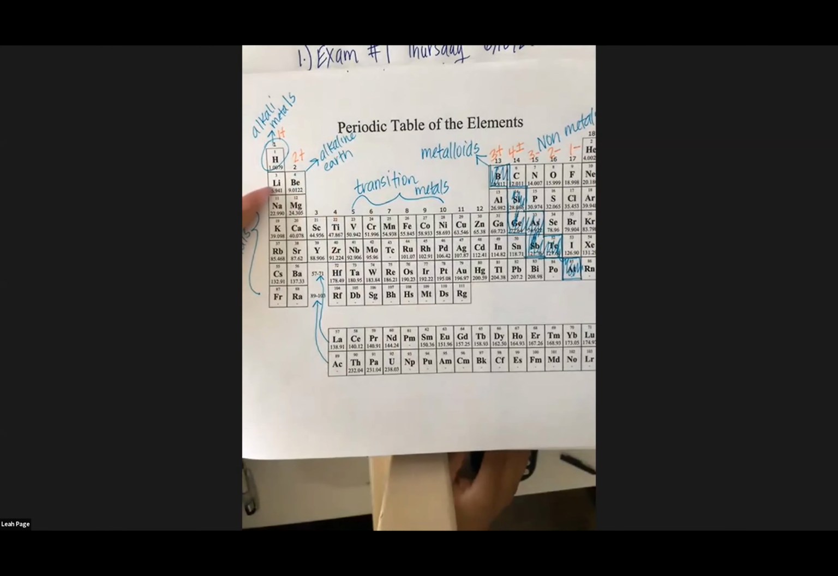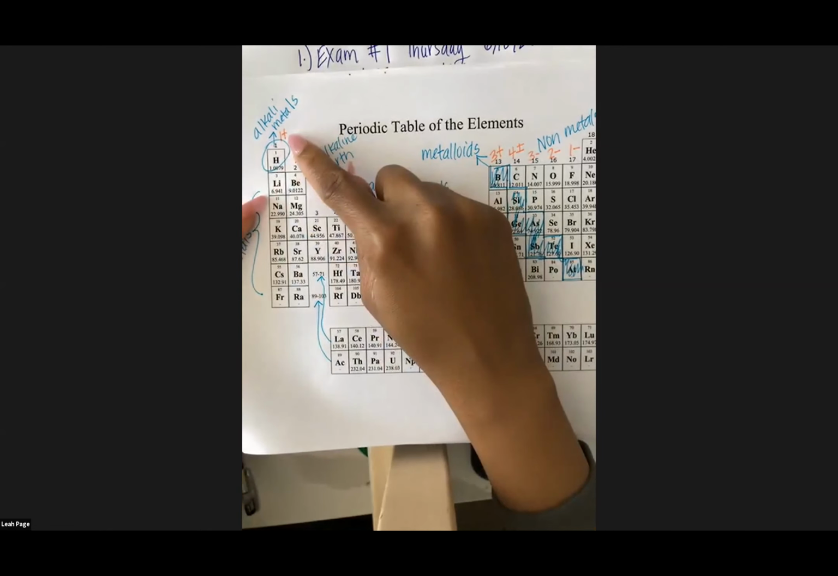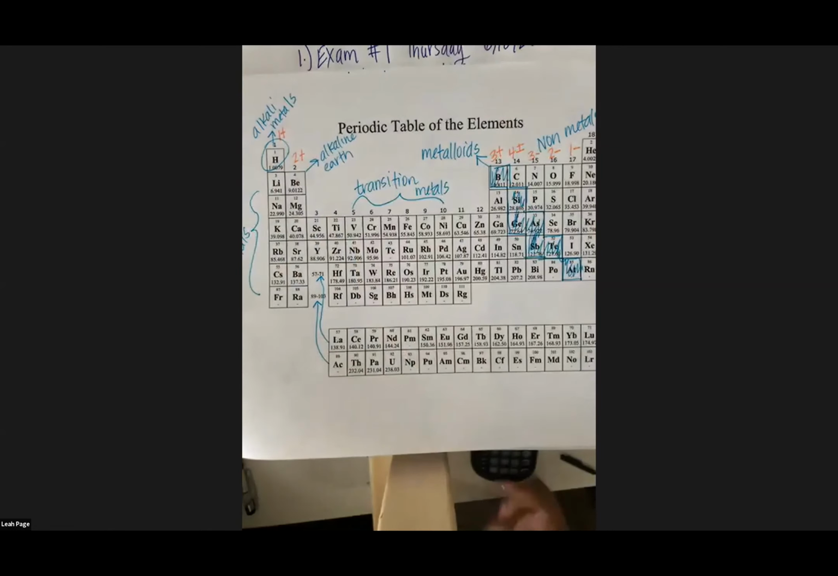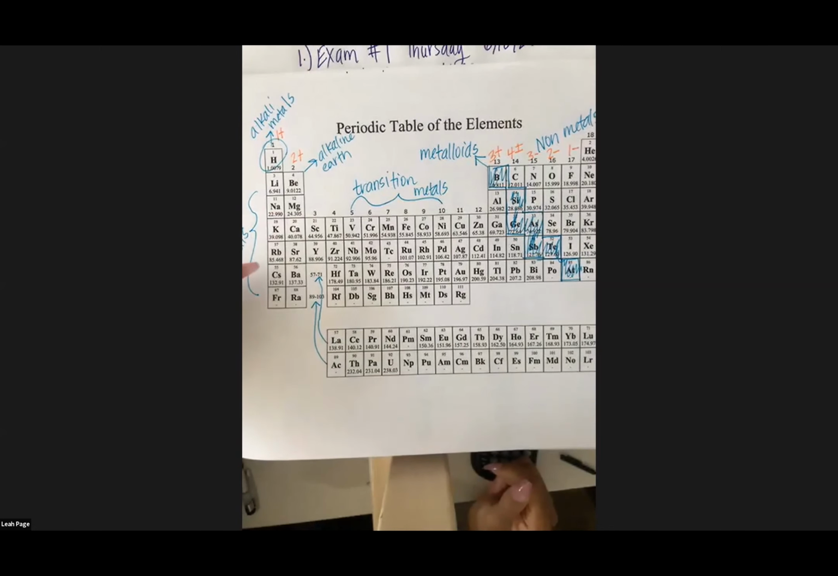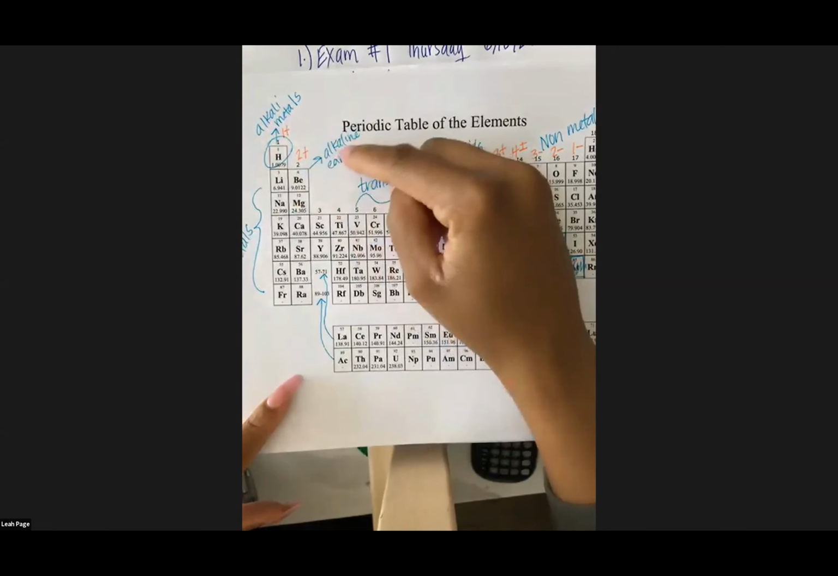So there can be a lithium atom that has no charge on it, but then when it reacts with other elements, it becomes a lithium ion with a 1+ charge. Same thing with sodium, with potassium, rubidium, cesium. They all will form into 1+ ions.